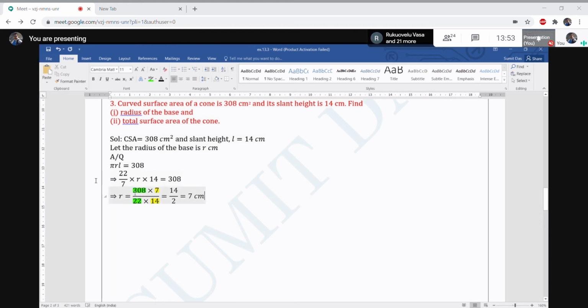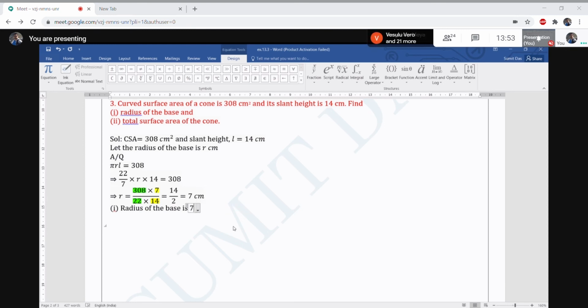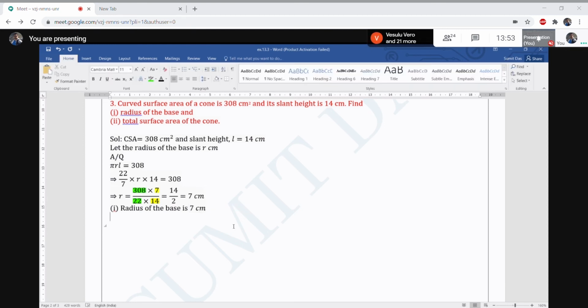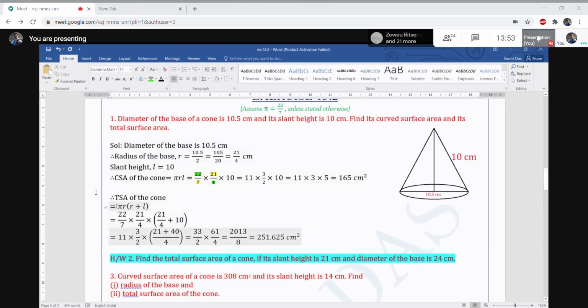Now we can find the total surface area. Write down: 1, the radius of the base is 7 centimeter. Okay, number 2, TSA of the cone. TSA of the cone formula. I'm copying the formula only.